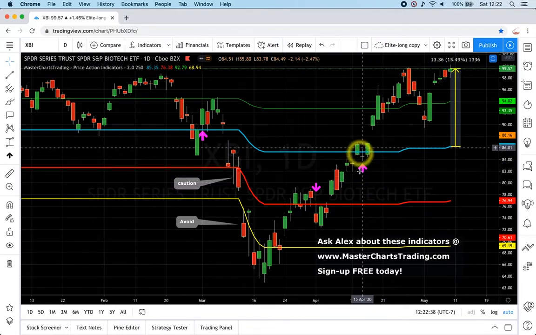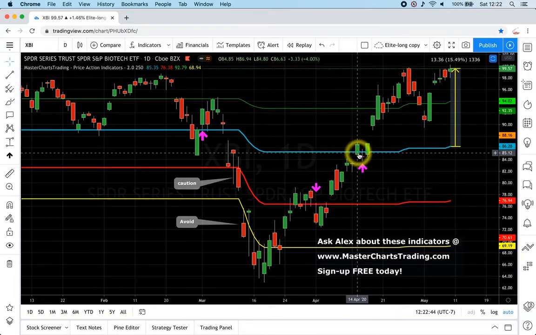In this particular case, XBI biotech, pretty straightforward breakout, buy. That's all. That's all we need to know.